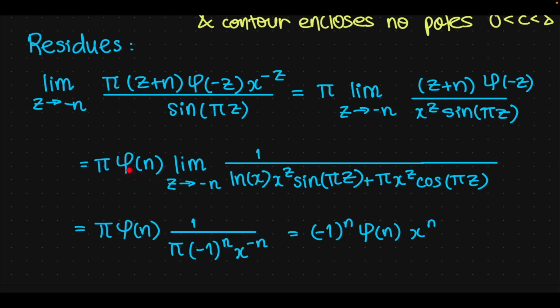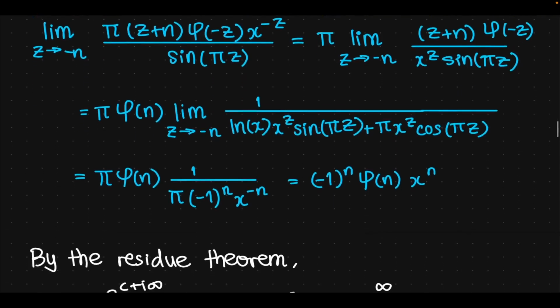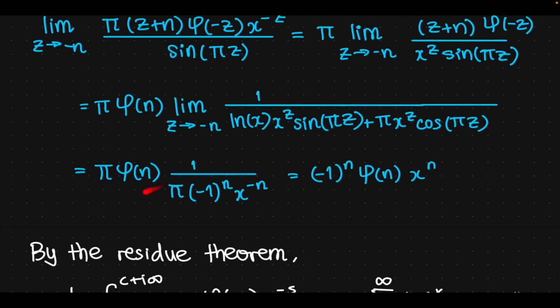So pi times phi of n, limit z goes to minus n, 1 over, we're doing L'Hopital's rule now. So the numerator is just 1, differentiating with respect to z: ln x, x to the z, sine of pi z plus pi times x to the z cosine pi z, which when we plug the limit in just becomes pi times phi of n times 1 over pi times minus 1 to the n x to the minus n, can be rewritten nicely as minus 1 to the n phi of n x to the n.